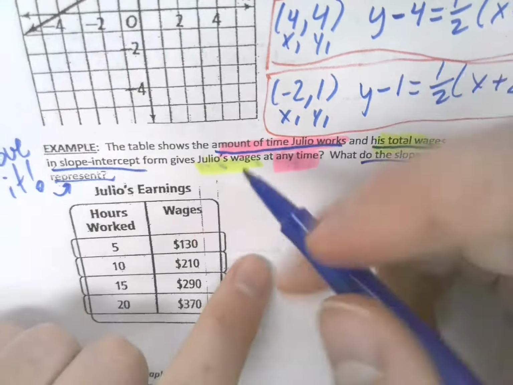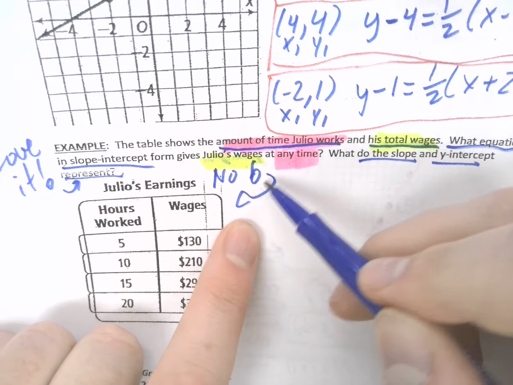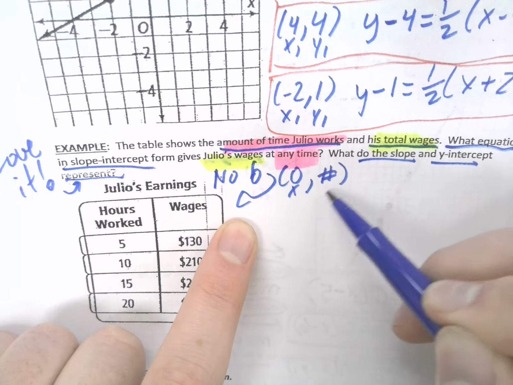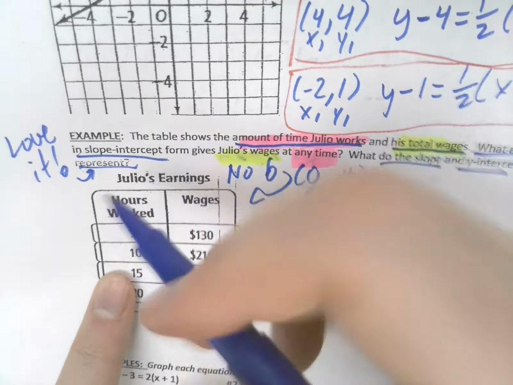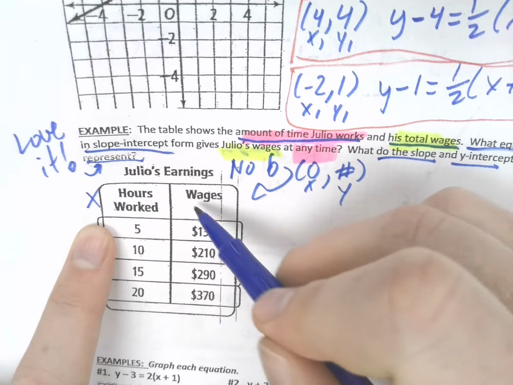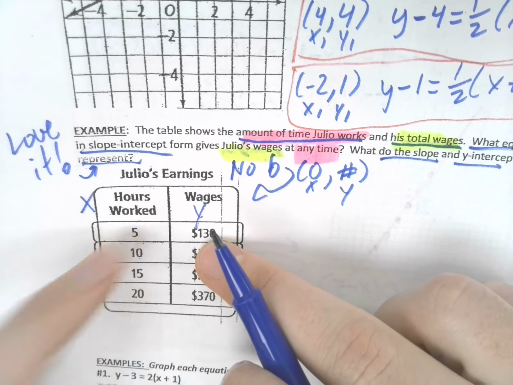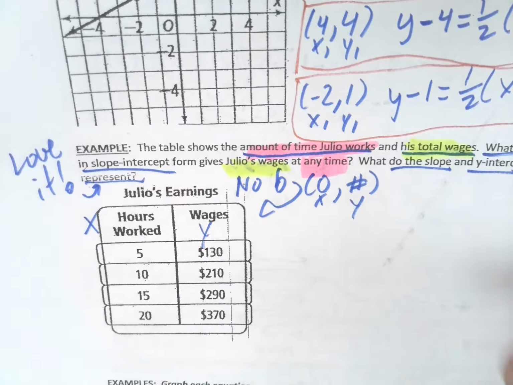I don't see B. There's no y-intercept. There's nowhere where x is 0 and we have a number for y. So we have no B here because we know hours worked is our x, wages are our y. I don't see anywhere where x is 0. See 5, 10, 15, 20, no 0.